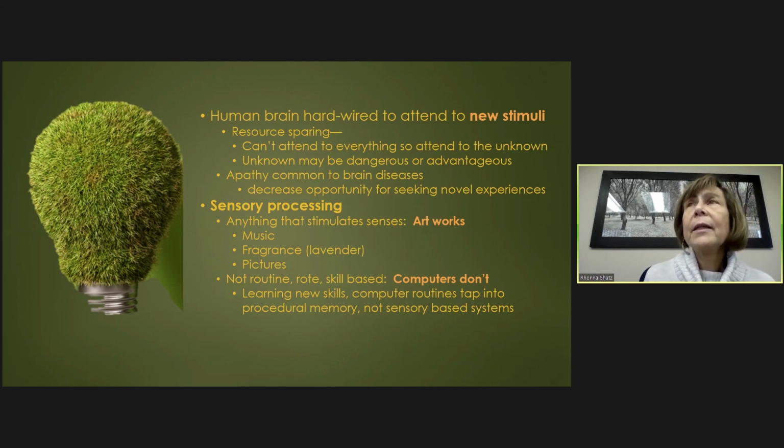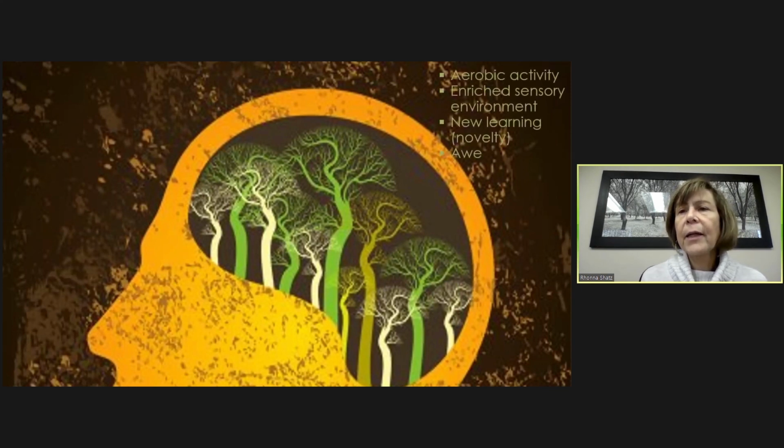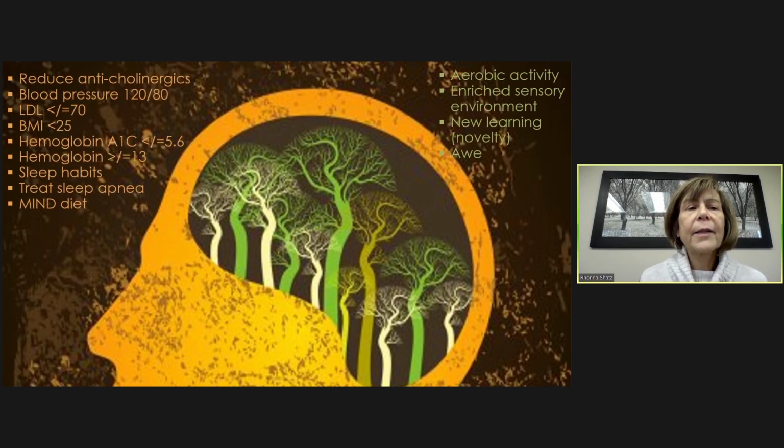Things that really can be easily introduced are things that have to do with music, the fragrance lavender, on your walk, for exercising, taking time for those pictures. So as we look at cancer-related cognitive impairment, what we want to be doing is growing brain and doing things that mitigate the stress on the brain. These are making sure to start an aerobic activity program, engage in activities that enrich your sensory environment and new learning, and in particular, make sure those activities are instilling in you a sense of awe.